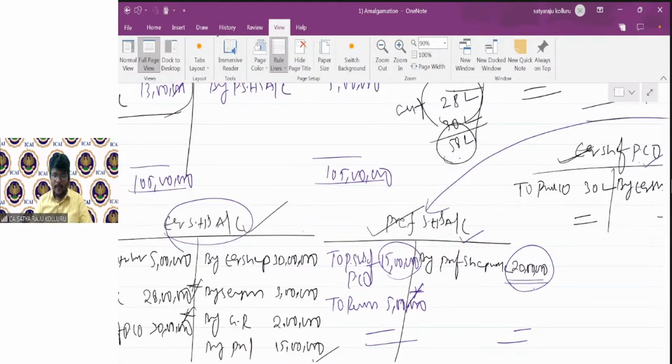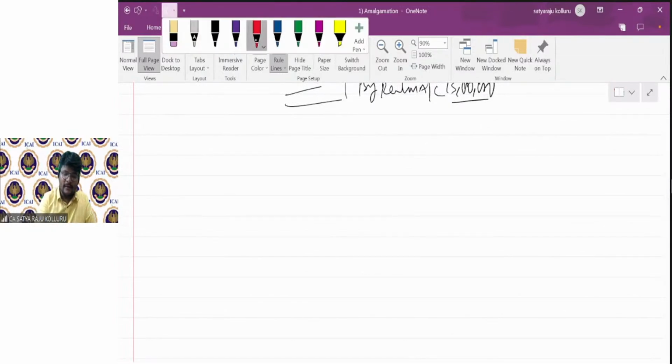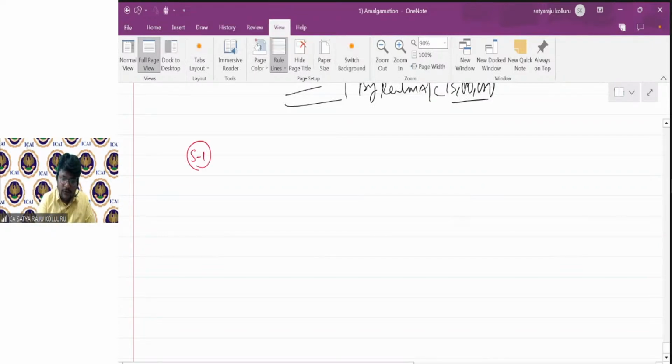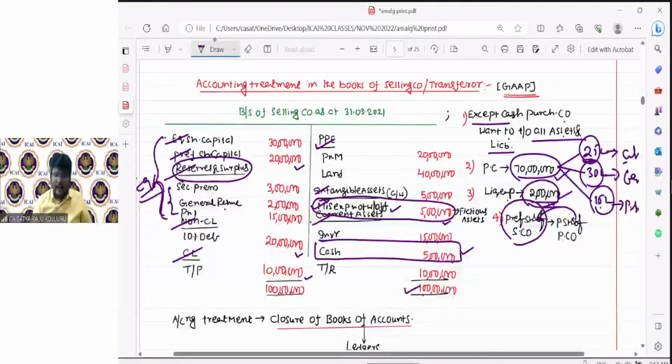Okay. Sir, in the exams, how should I tackle it? Please, all of you, have a look here. Step number 1, I should start with dismantling of the balance sheet. In case of dismantling of the balance sheet, whatever balance sheet is given in the problem, I should dismantle it.